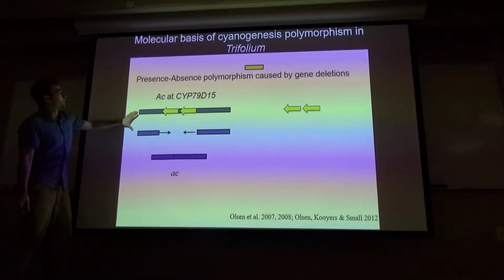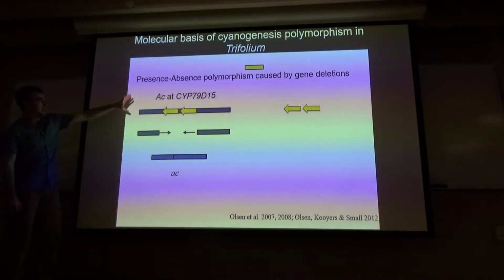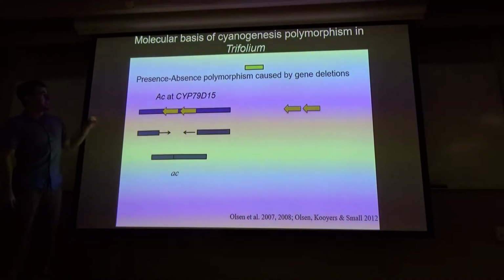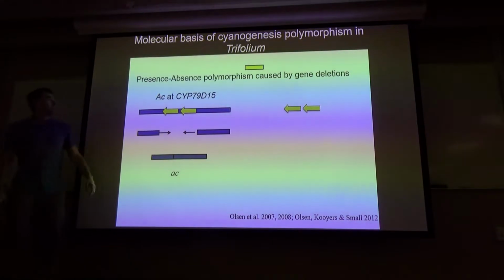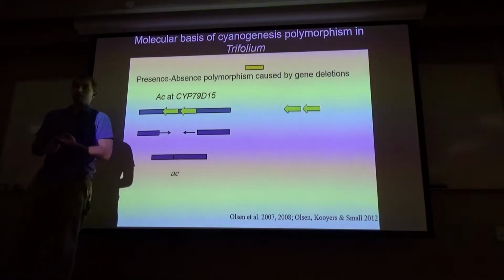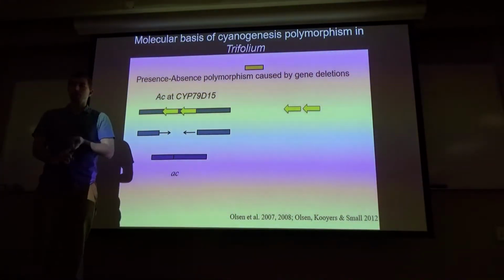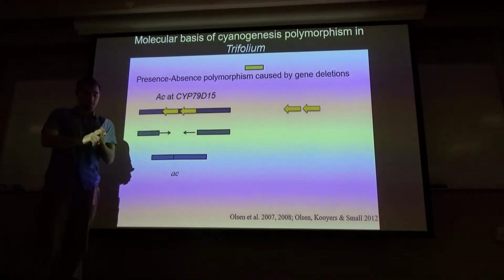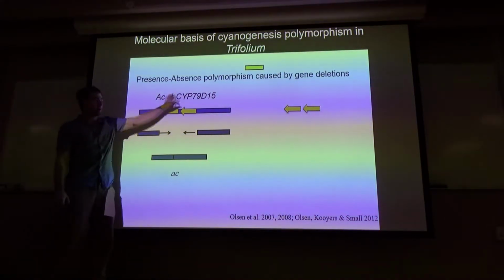Okay, sorry, my animations are getting ahead of me here. So for the AC gene, this dominant AC allele is basically the gene CYP79D15. The gene name doesn't actually matter. What matters is that this particular gene encodes the enzyme that's the first step in synthesizing those cyanogenic glucosides. For moving from the amino acid phenylalanine to these cyanogenic glucosides, you have to have this gene right here.